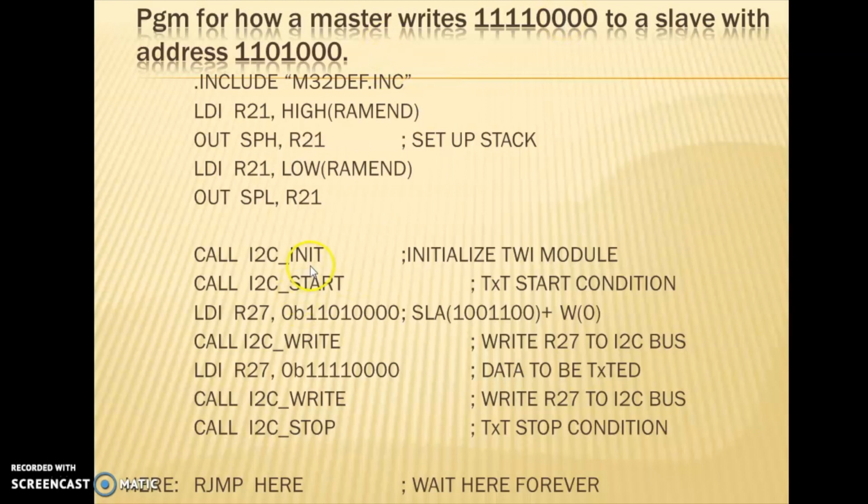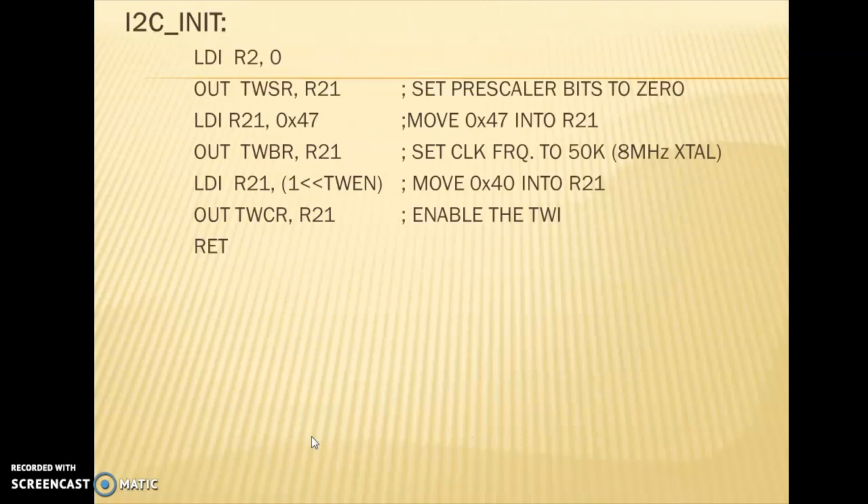So this is the initialization program. This is the start. We are just calling them in this main program for sending a start bit. Then the address is sent and it is written. Then the data is sent. Again we call the write program. Then we send the stop bit. So this is the programming sequence. I'll explain the programming.